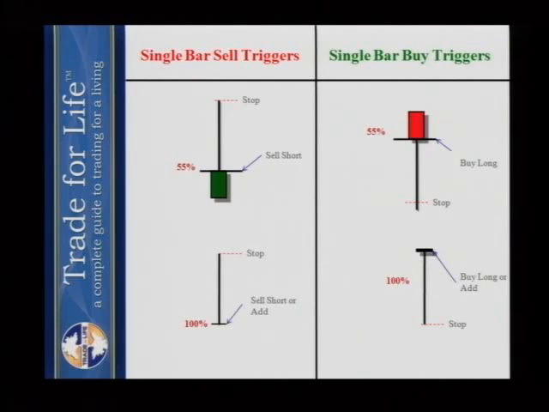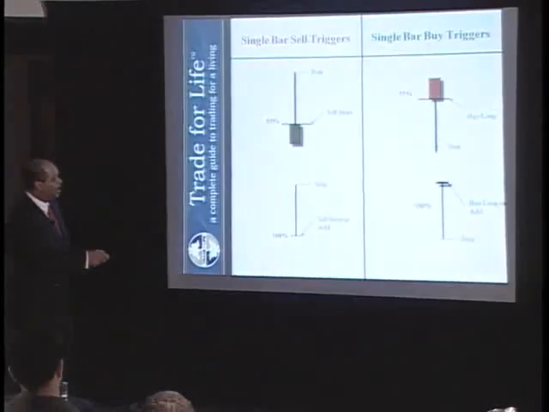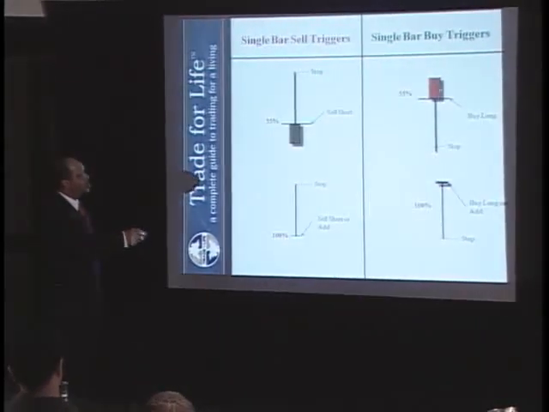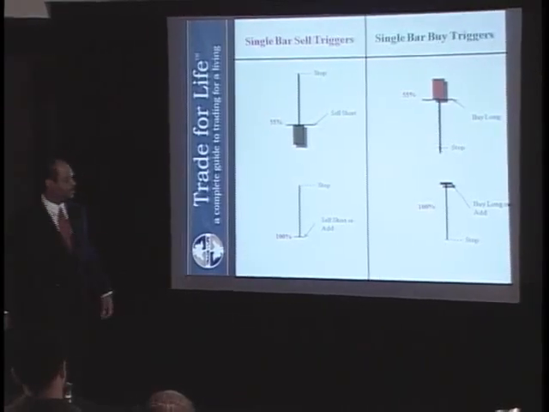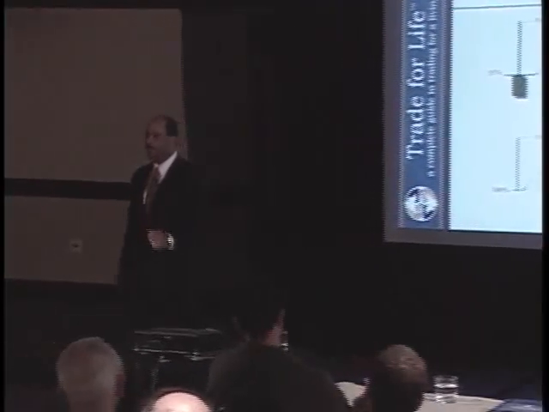Okay? Now, if you've entered your stop, this is actually misplaced. The stop should be just under the low. If on the same move you get to 100% of the red being wiped out, you're going to add to your long play, keeping your stop at the low. Okay?